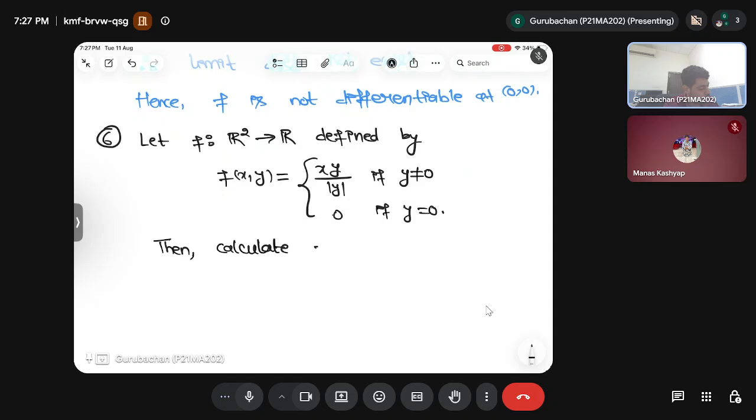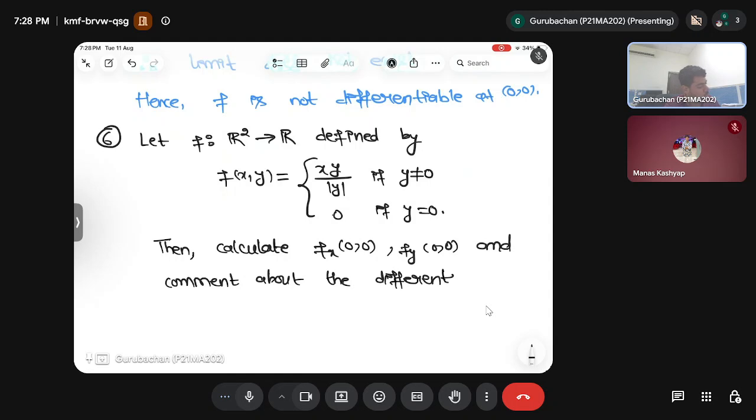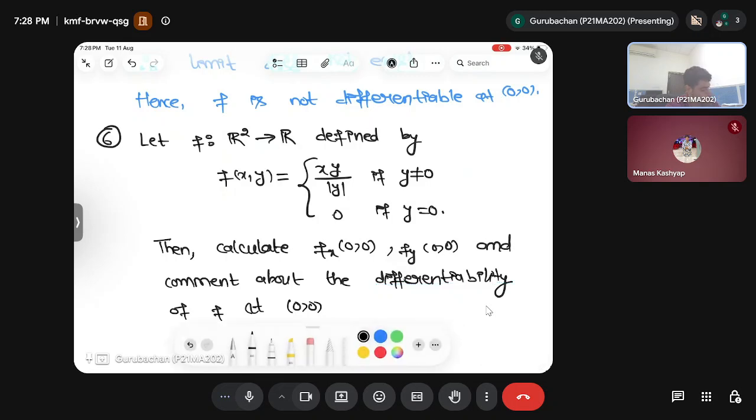calculate fx at (0, 0), fy at (0, 0), and comment about the differentiability of f at (0, 0). This is similar to the previous one, so it will not be that much difficult for you to prove it. Try this one.